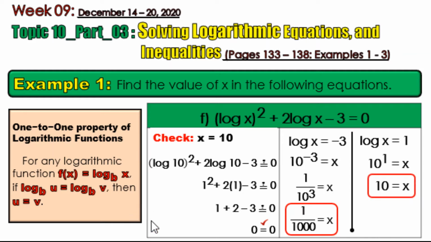So in this case, for example number 1, letter F, we have two values of x: x is equal to 1 over 1000 and x is equal to 10.